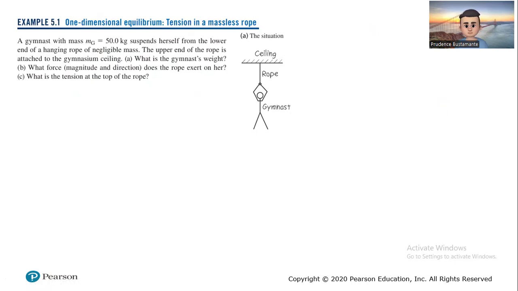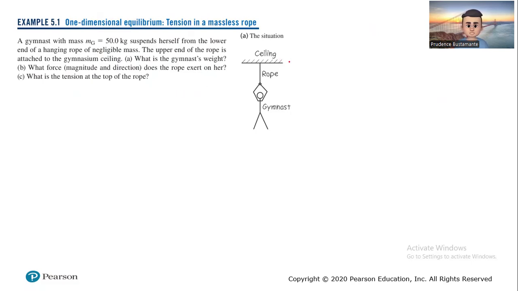Okay. So we have here an example 5.1. This is a one-dimensional equilibrium: tension in a massless rope. The problem states that a gymnast with a mass of 50 kilograms suspends herself from the lower end of a hanging rope of negligible mass. The upper end of the rope is attached to a gymnasium ceiling. A. What is the gymnast's weight? B. What force, magnitude and direction, does the rope exert on her? And C. What is the tension of the rope?